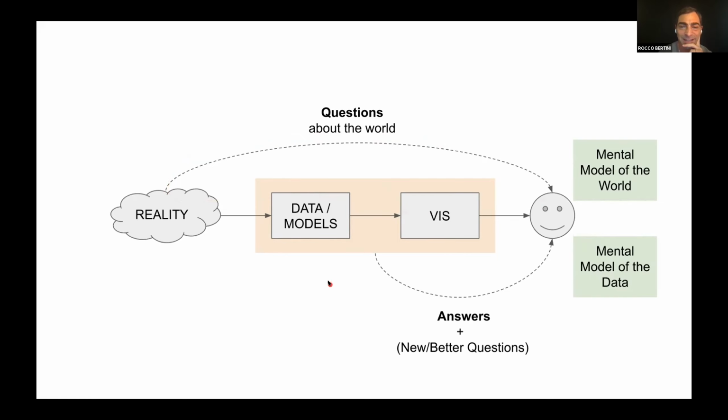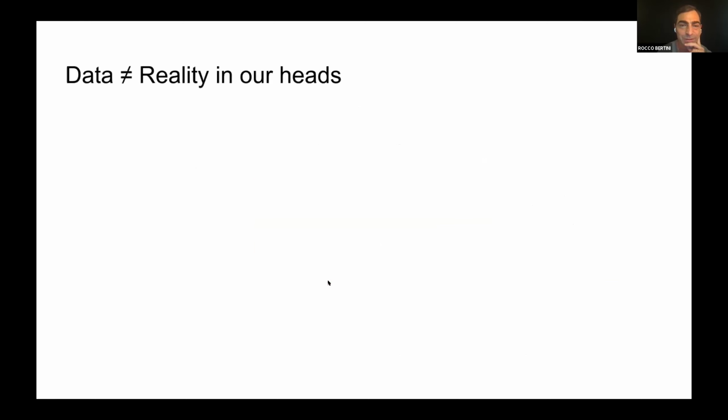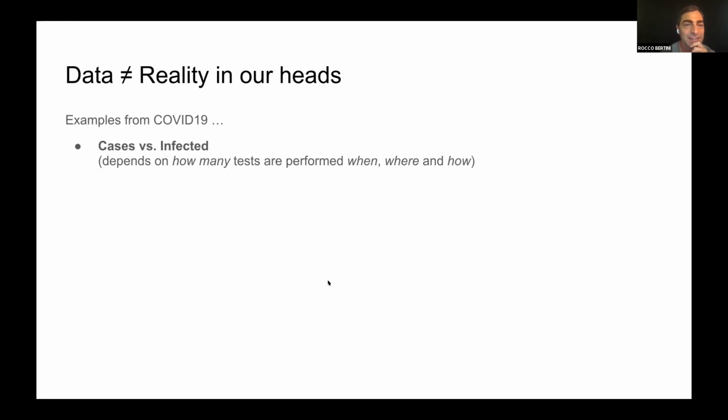So I think COVID-19 is such a perfect example, but we could come up with many more examples. So here I tried to come up with a list of the first things that came to my mind, and there are many more. So say cases versus people infected. Ideally we would like to know how many people are infected, but what we have is cases. But cases depend on how many tests are performed, when they're performed, where they're performed, and even how they are performed.